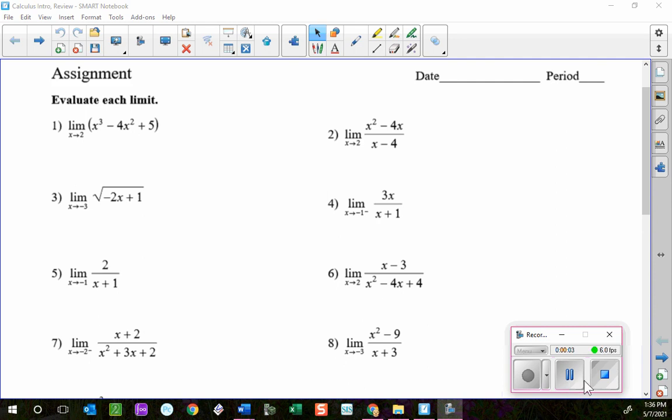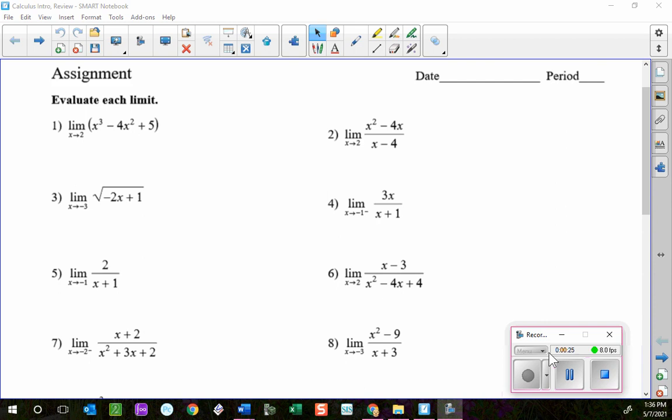Alright, so here we are doing the review for the Calculus Intro chapter. Now, this first page is all a bunch of limits that we've done. You don't have to do every problem on this page. I'm going to do every problem, but you could just skip around, maybe pick half of them to do and try to get a little bit of everything.